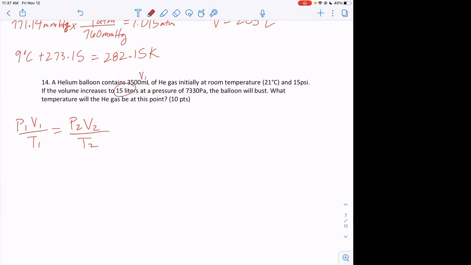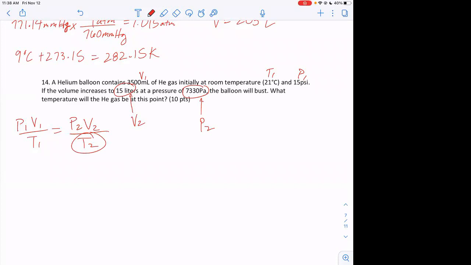V1 and the 15 liters is V2. Room temperature, 21 degrees Celsius, is T1. 15 PSI is P1. Pascals here is P2, and it says what temperature, so we're looking for T2. So I'm trying to solve for T2.